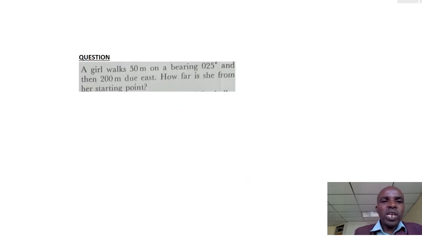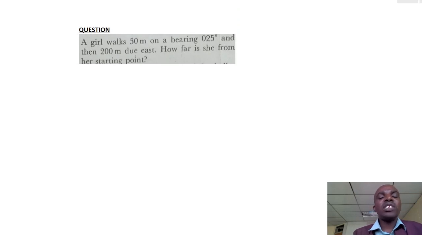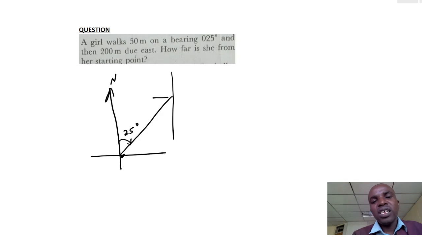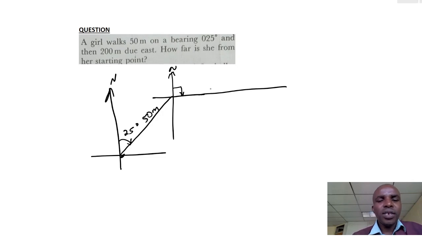Are there more questions? Yes, we have this one. So this one I also explained the same. A girl walks 50 meters on a bearing of 25 degrees and then 200 meters due east. So this one is the same as what we're doing. From the starting point first, I draw my north. And this girl walks 50 meters on a bearing of 25 degrees. This angle is 25 degrees. And then, after this girl has walked about 50 meters, she changed direction. Then you have to draw your other north. Then due east means 90 degrees. So she walked about 200 meters due east. And the girl is now here.